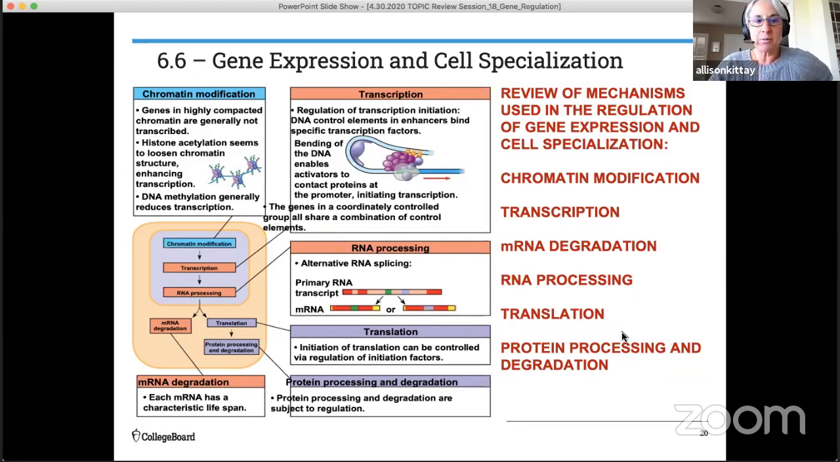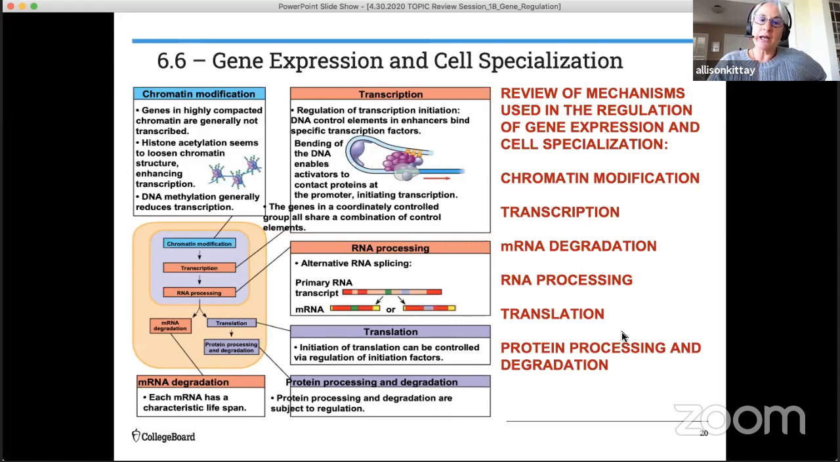That loosens up the chromosome structure to enhance transcription, or through DNA methylation, we are going to add those methyl groups, which blocks the ability of RNA polymerase to transcribe the gene. So that reduces transcription. Then we can also look at what goes on in transcription. Remember to regulate the initiation of transcription, there's DNA control elements, the enhancers and activators facilitate the bending of that DNA to connect the activators to the proteins at the promoter, and that will initiate transcription.